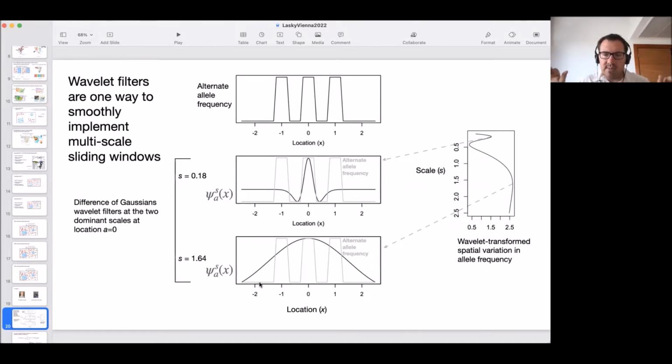It disappears at the edges. And so applying these filters at different scales allows us to pull out signals that are occurring at different scales in the allele frequency data.